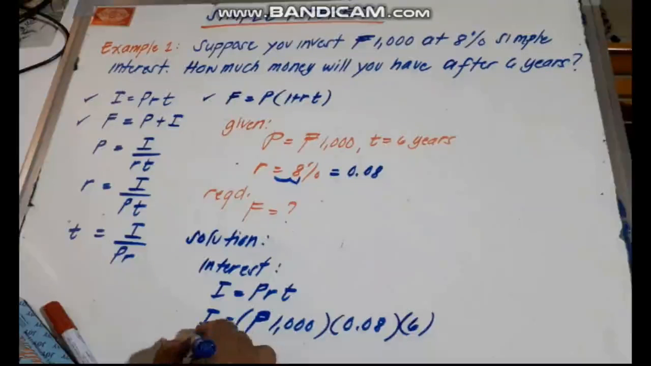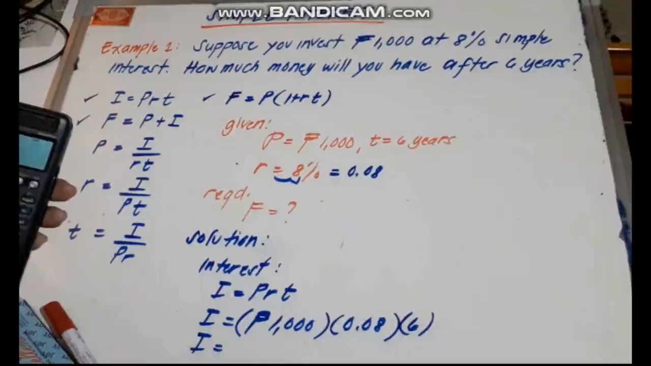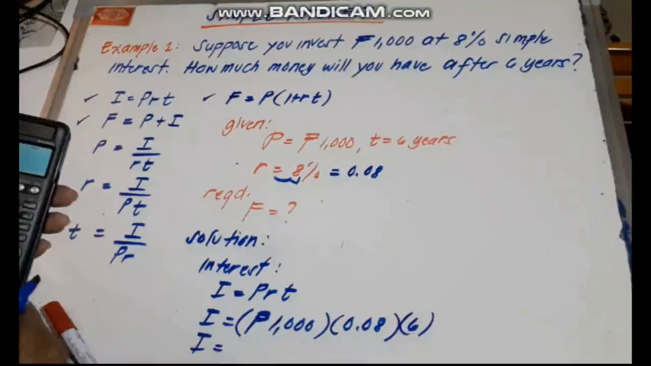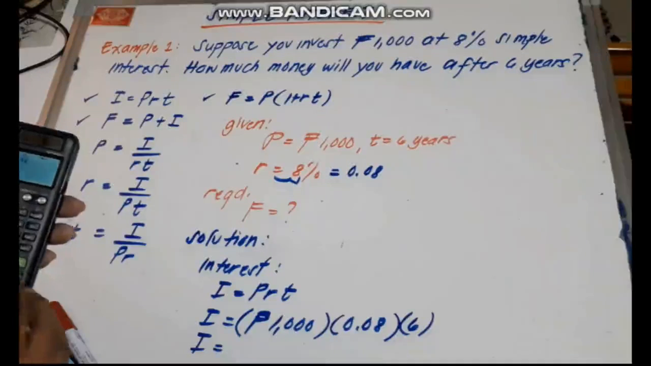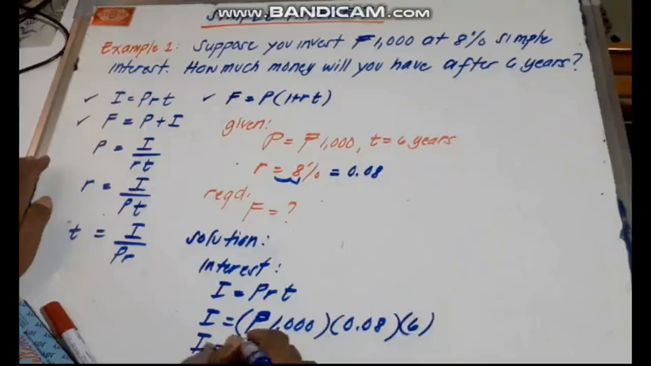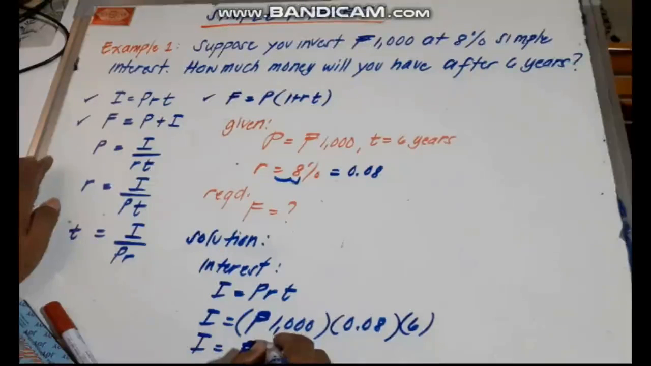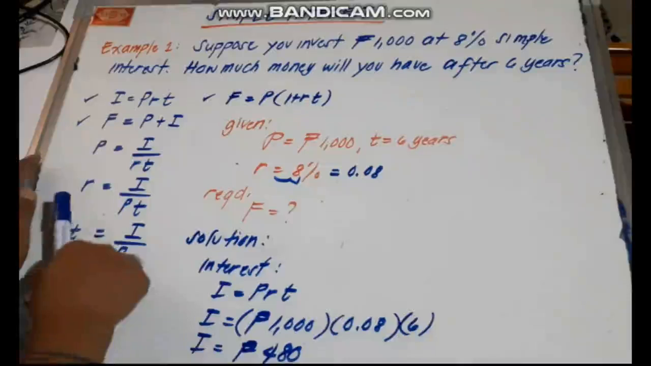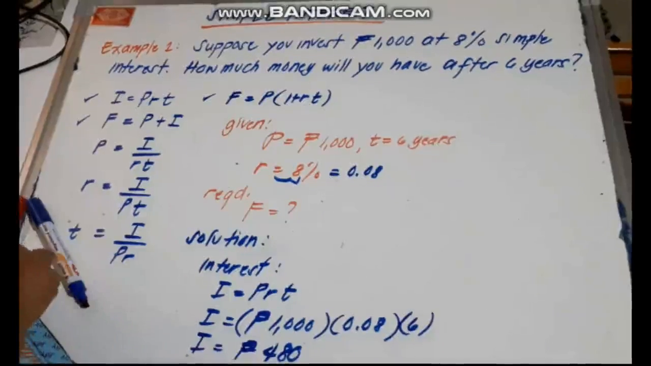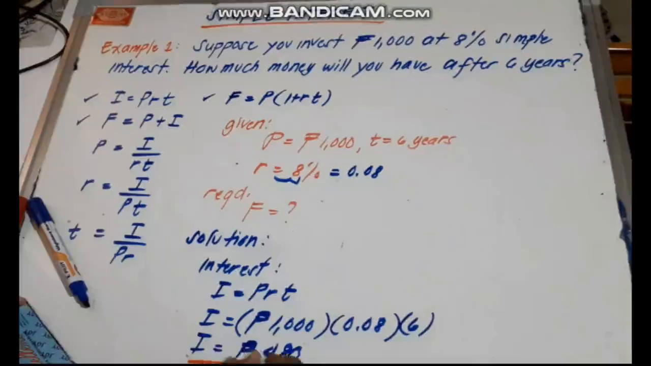Then using our scientific calculator, we have the product of these three. So we have 1,000 times 0.08 times 6, and then you press equals. Our answer is 480 pesos. So, ito yung magiging interest natin if we're going to invest 1,000 pesos at 8% rate of interest after 6 years.